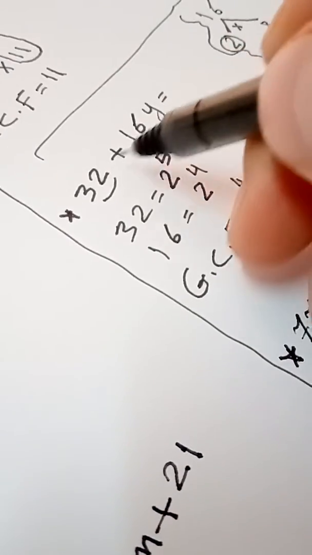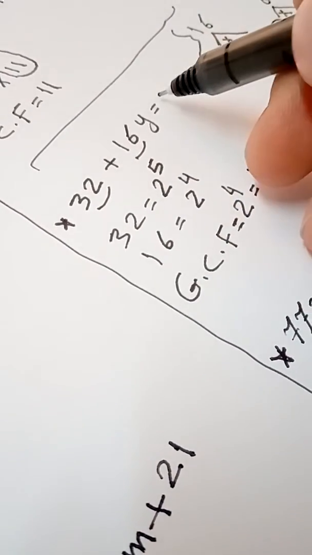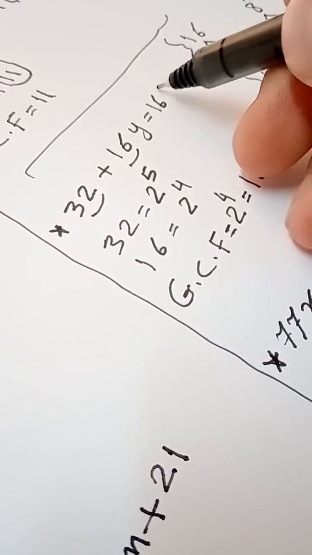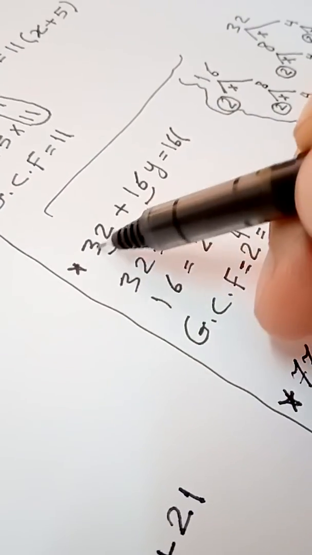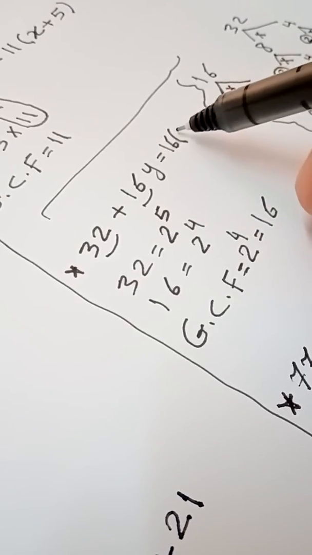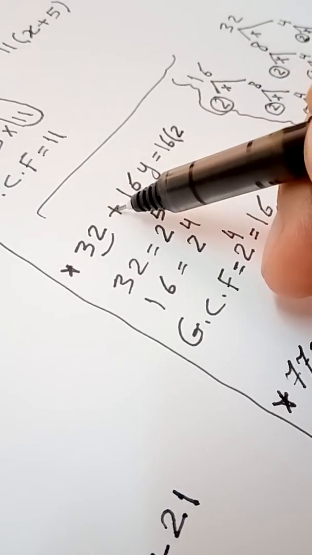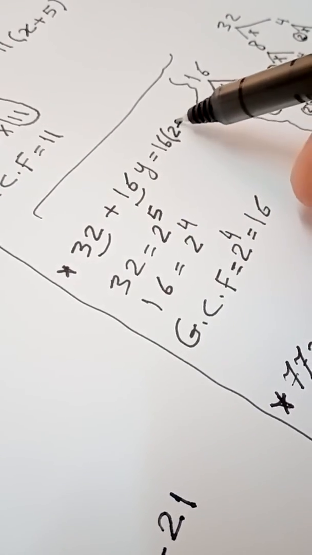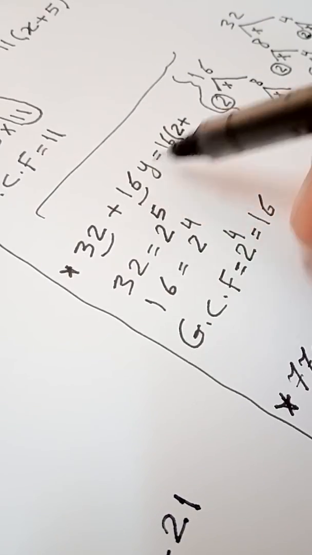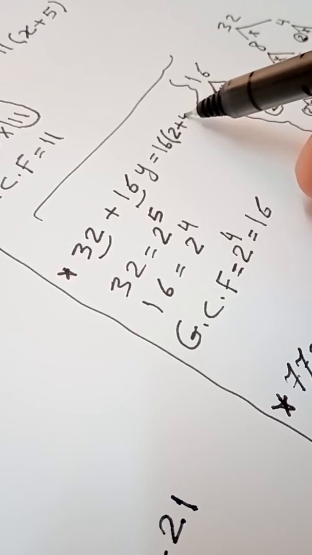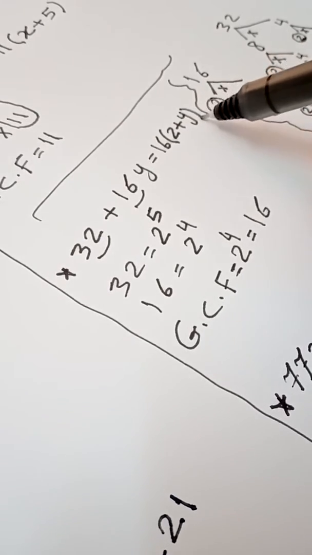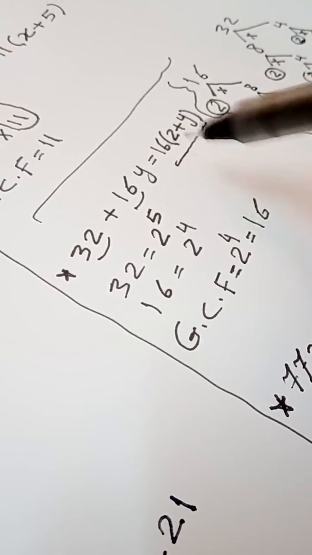Now go back to the same exercise. Write the GCF 16, open parentheses. Now divide 32 by 16 will be 2, plus 16 divided by 16 will be 1, remains y. This is the answer.